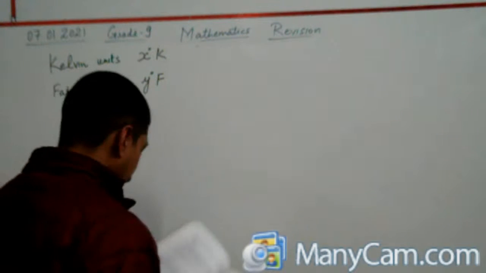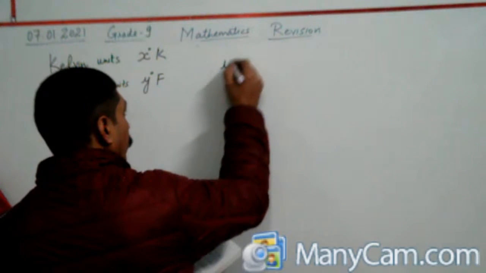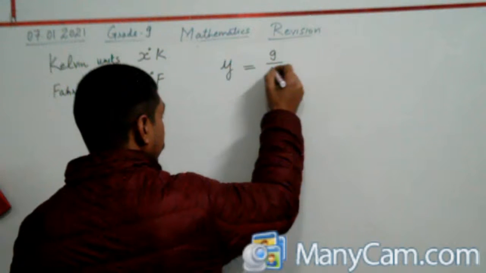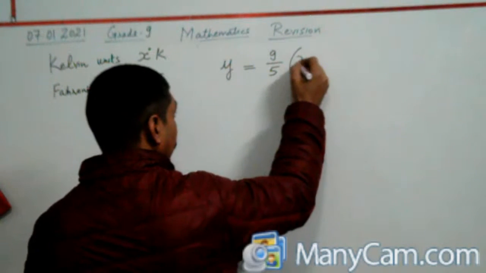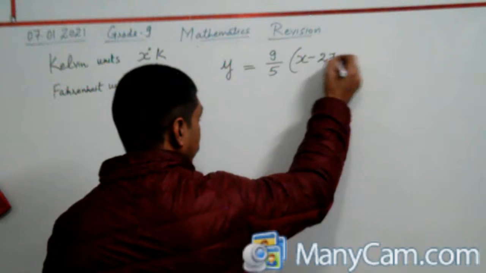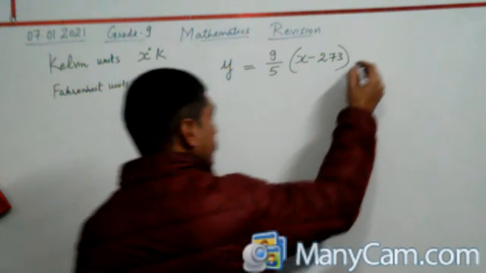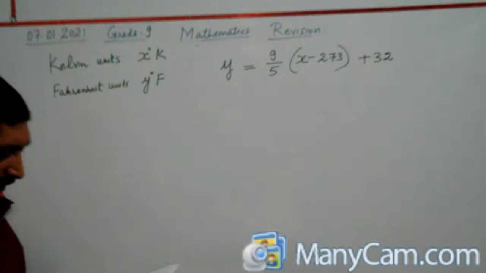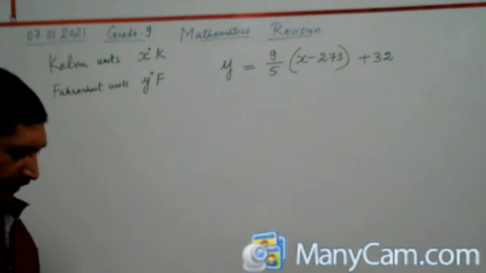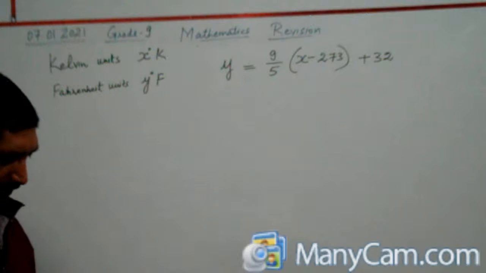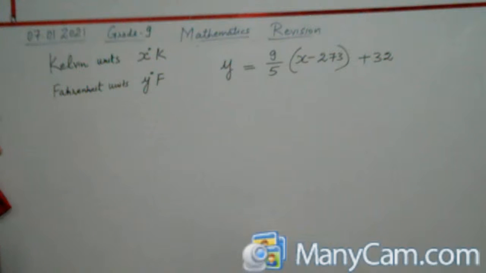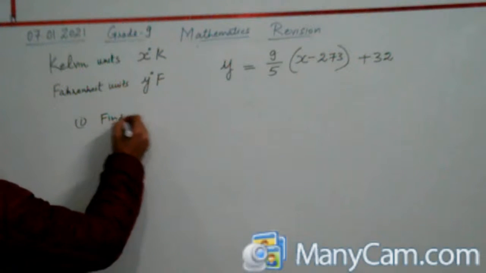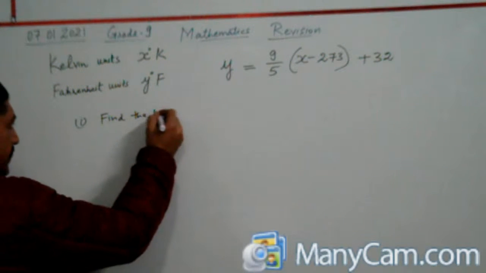Then the relation is given: y is equal to 9 upon 5 times (x minus 273) plus 32. The relation is given. You have to find the temperature of the liquid in Fahrenheit. The temperature of the liquid is 330 Kelvin. First part, find the temperature on the Fahrenheit scale.